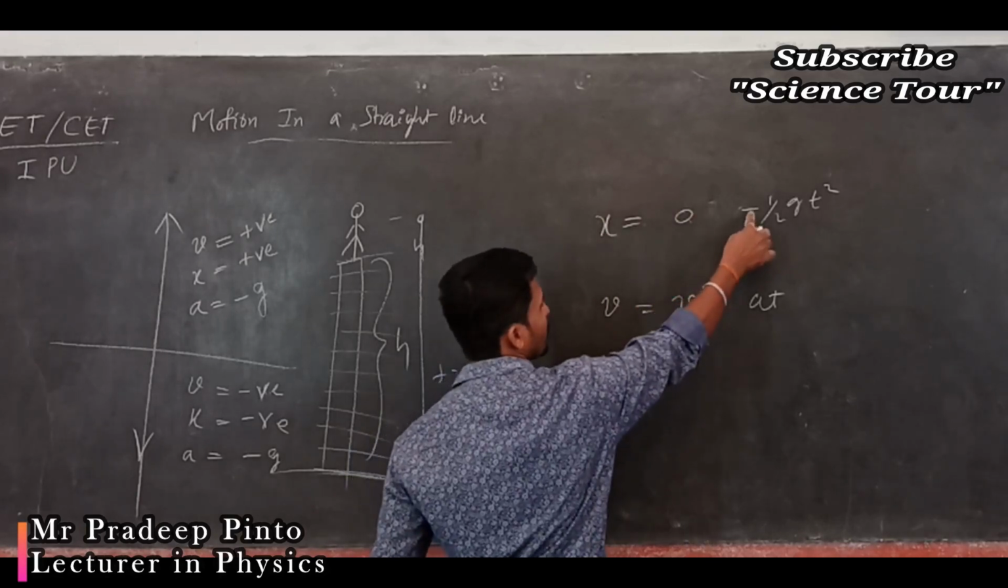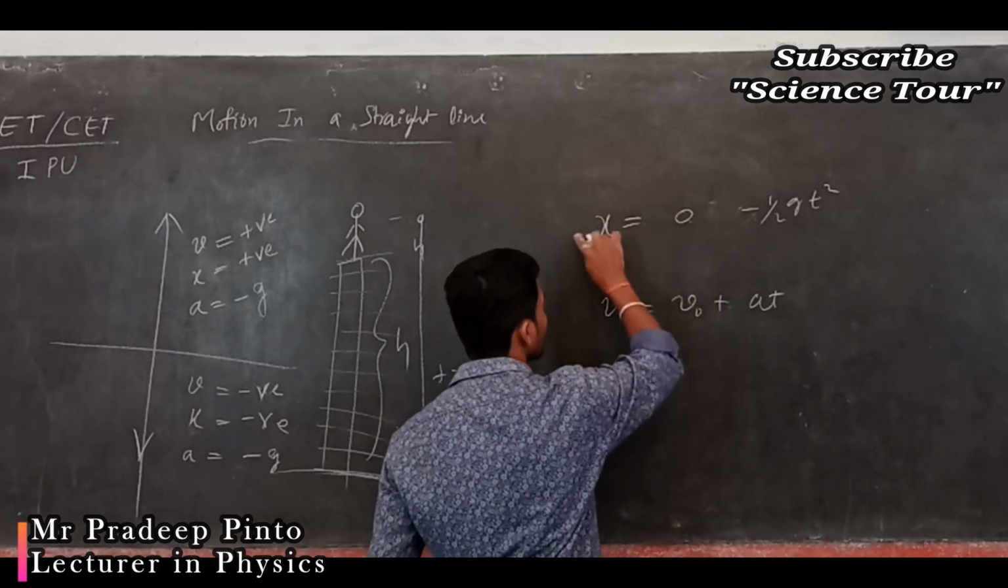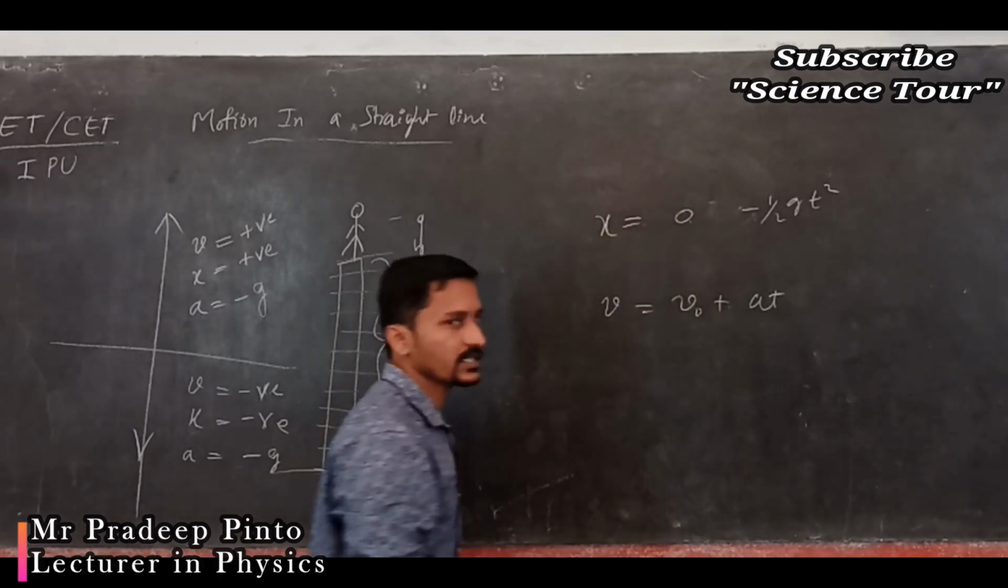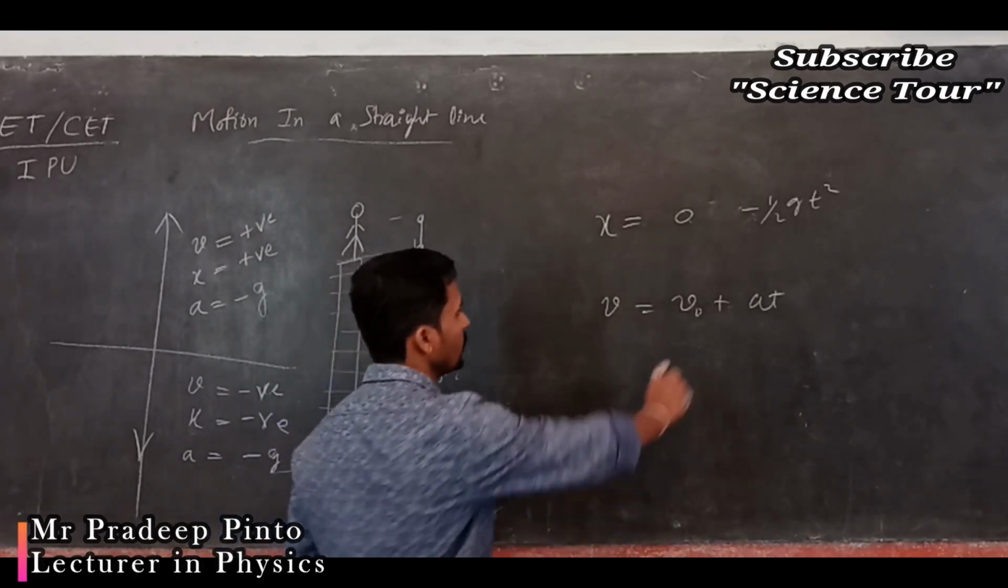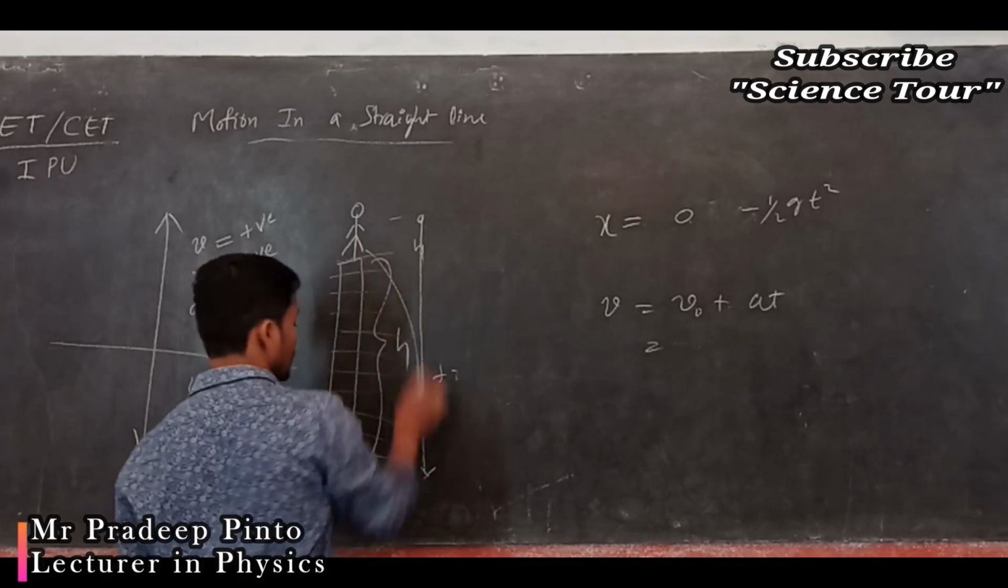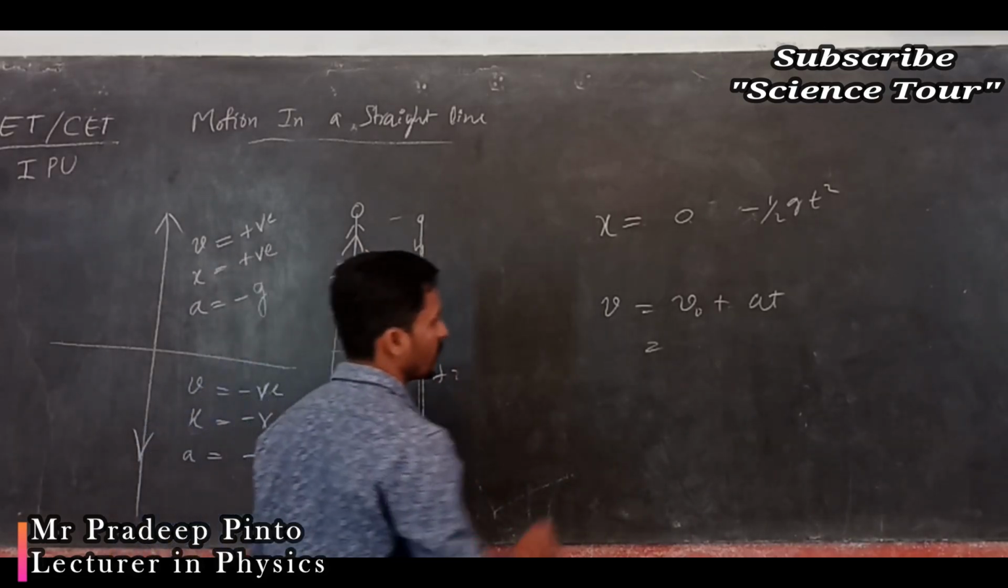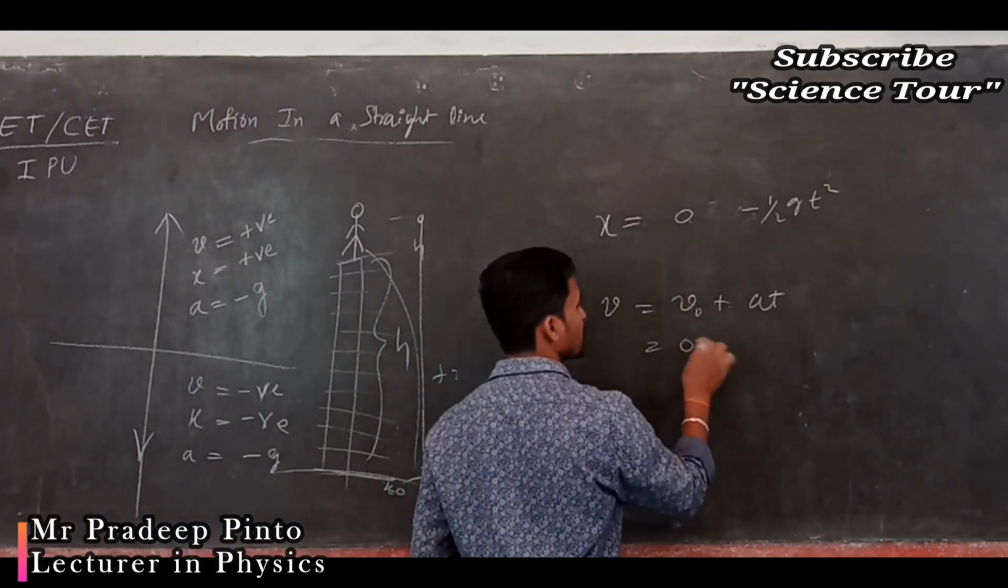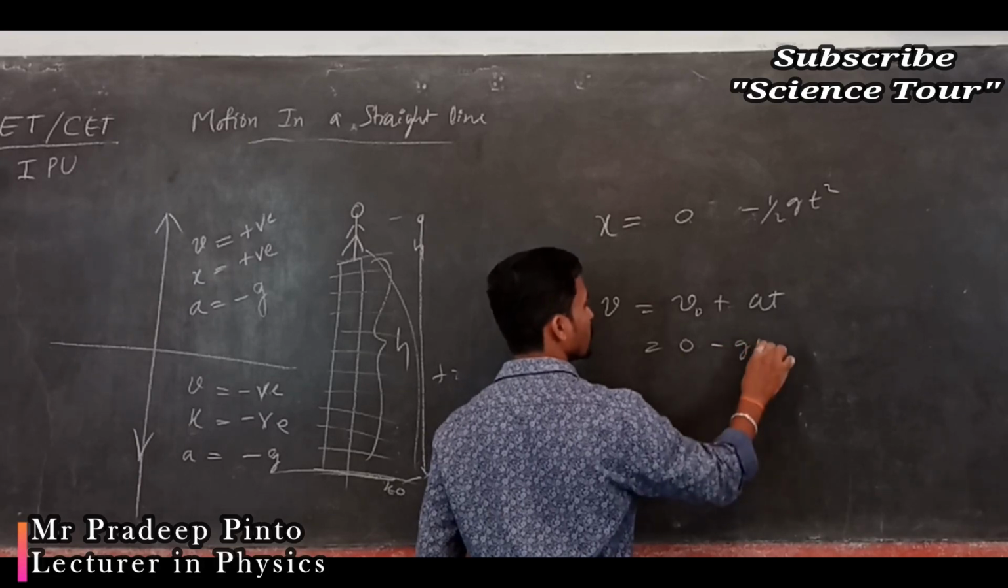Definitely the minus has to come, no? Yes, because that is what is expected, downward is negative. Now the initial velocity is not there, and the final velocity you have to find out when this object reaches the ground. Okay, so this much is 0, minus you have to put, and g t you have to put.